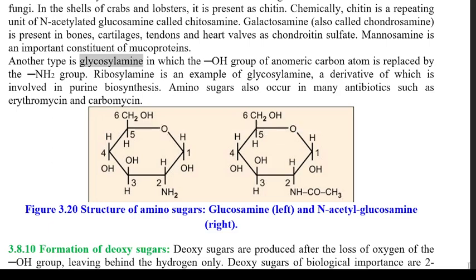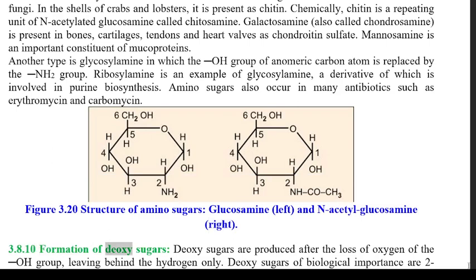Another type is glycosylamine, in which the OH group of an anomeric carbon atom is replaced by the NH2 group. Ribosylamine is an example of glycosylamine, a derivative of which is involved in purine biosynthesis. Amino sugars also occur in many antibiotics such as erythromycin and carbomycin. Figure 3.20: Structure of amino sugars, glucosamine, left, and N-acetylglucosamine, right.